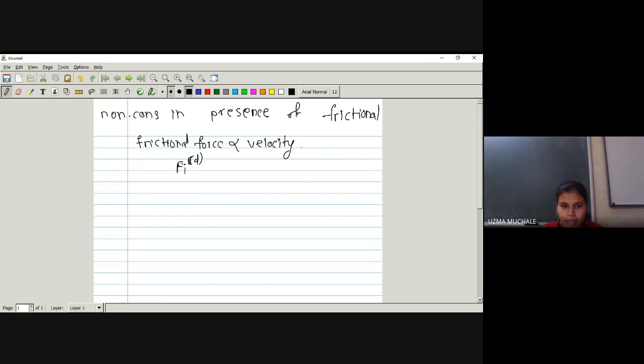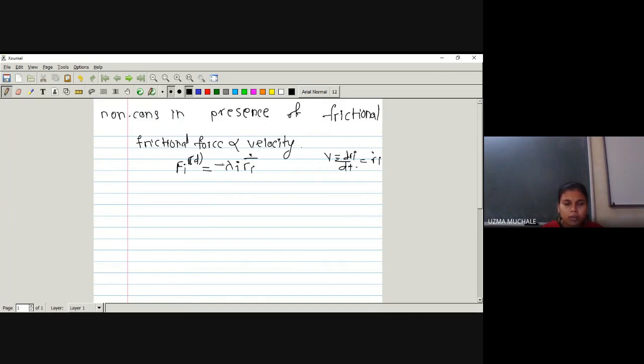So this F_i^D I can write as equal to minus of some proportionality constant lambda_i into r_i dot. Okay, what is velocity? Velocity is nothing but the rate of change of a position vector. So this we can denote by r_i dot, right? r_i dot is nothing but the rate of change of a position vector.